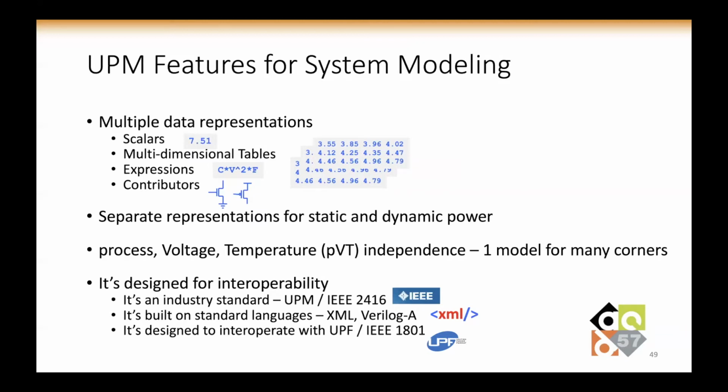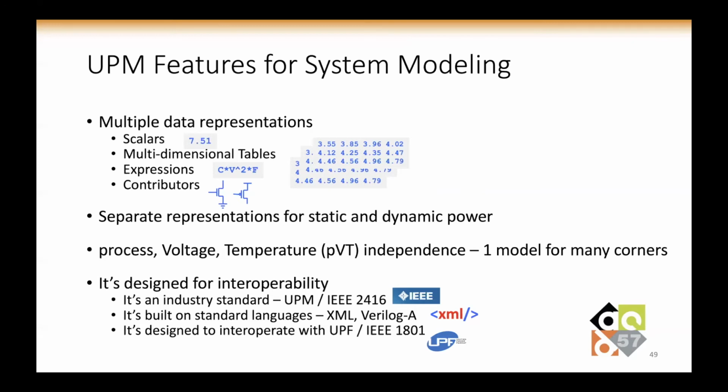Fortunately, UPM was designed to meet my needs as a system architect. Here are some of the key features. First, multiple data representations are available. Scalars, multidimensional tables, not just two-dimensional tables, but n-dimensional. Expressions, and a new construct, contributors, which are PVT-independent power proxies. But whatever the representation, static and dynamic power are represented separately. The PVT independence means for me that I only need a single model to represent whatever corners I need to analyze.